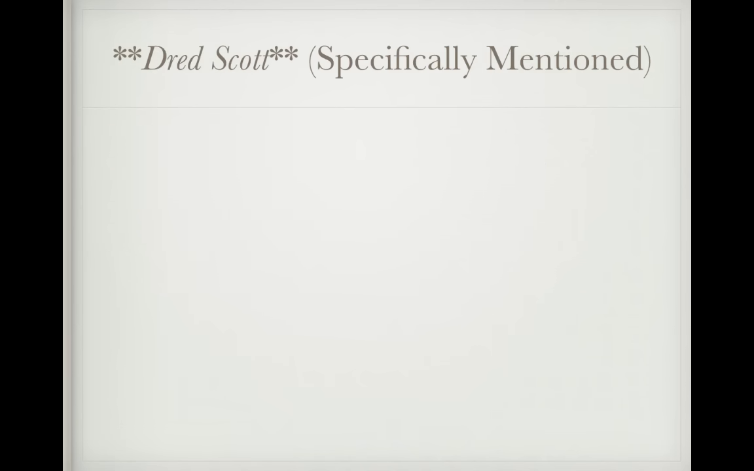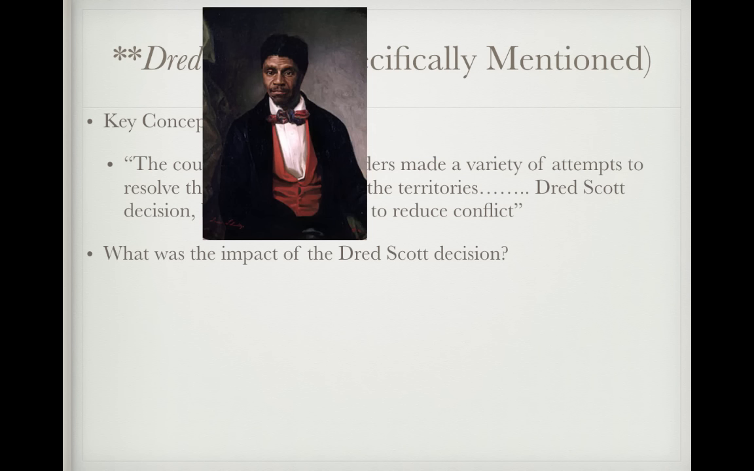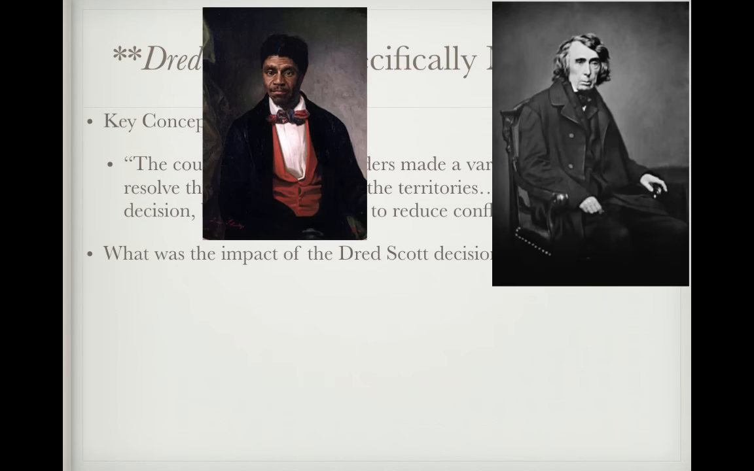All right, we have our first court case that is specifically mentioned in the curriculum from 1857, Dred Scott. Key concept 5.2, Roman numeral 2, letter B states, the courts and national leaders made a variety of attempts to resolve the issue of slavery in the territories, including the Dred Scott decision, but ultimately failed to reduce conflict. So here we have Dred Scott, who sued for his freedom because he was taken to a free territory. And under Roger B. Taney, the Supreme Court rules the following. 1, all African Americans, regardless if they were free or slave, are not citizens. This will later be overturned by the 14th Amendment.